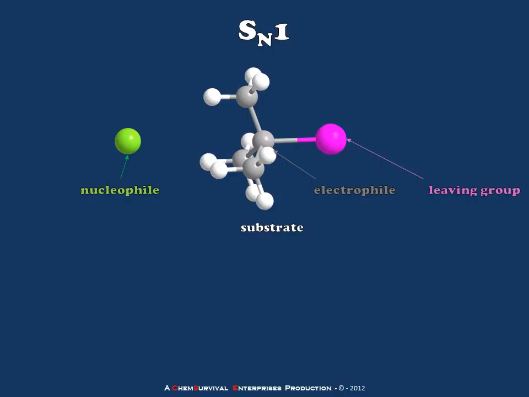You'll also notice that I've labeled the entire molecule which is going to be attacked as the substrate. This is typically how we refer to the molecule which will undergo nucleophilic attack during the reaction. So let's say that we're dealing with a T-butyl halide here. The entire T-butyl halide would be the substrate for my nucleophilic substitution reaction.